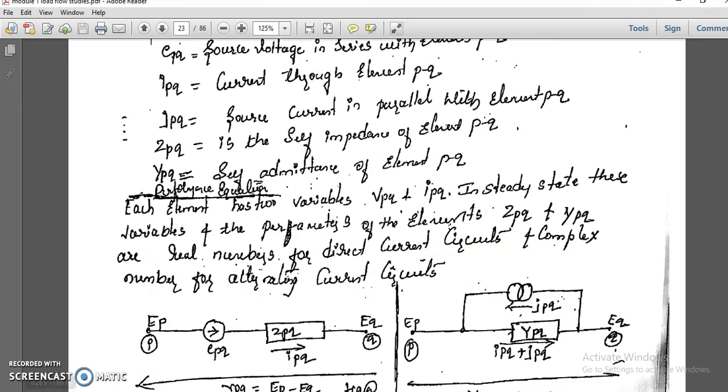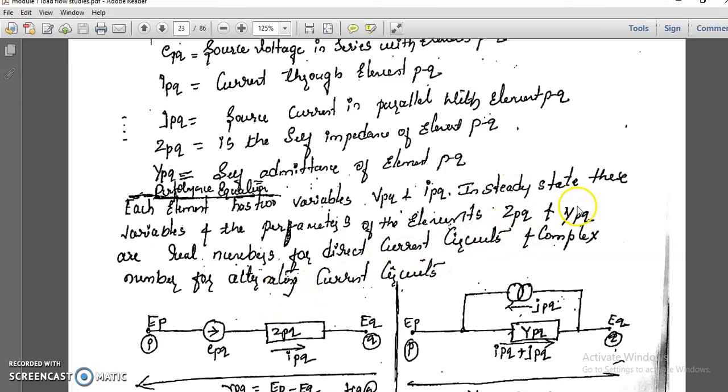Using these elements, now we'll go for the performance equation. Each element has two variables. What are those variables? Voltage and current. Obviously these are the variables which will change here. In steady state operation, the parameters of the elements are impedance and admittance, and V and I are the variables. These impedance elements are real numbers for direct current circuits, and complex numbers for alternating current.